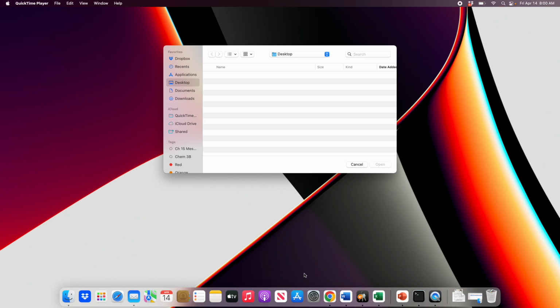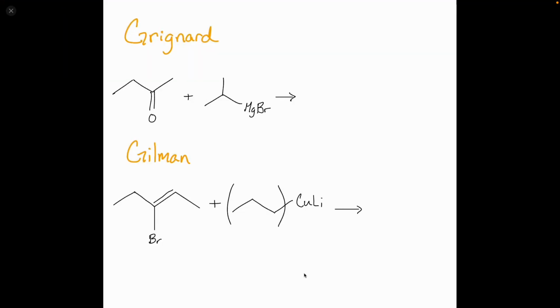These two organometallic reactions, the Grignard and the Gilman. So everybody just take a second and see if you can't predict me the products of these reactions here.